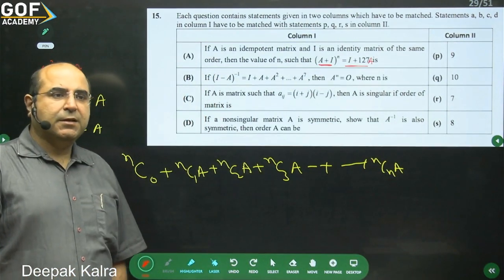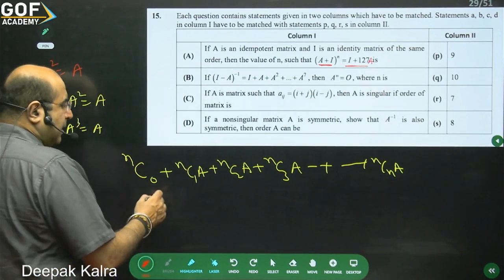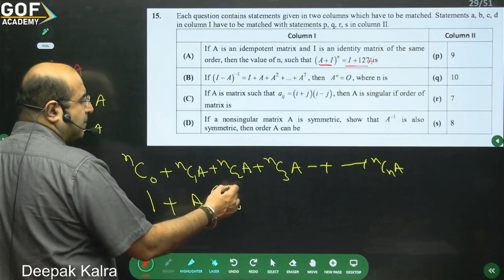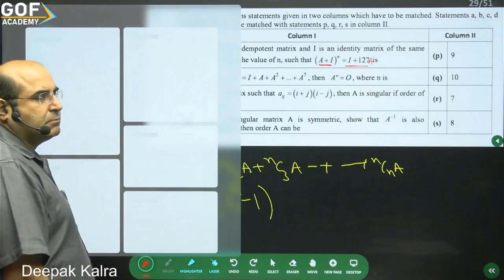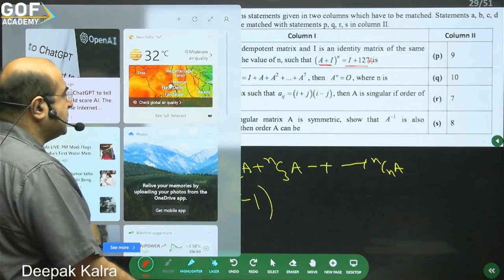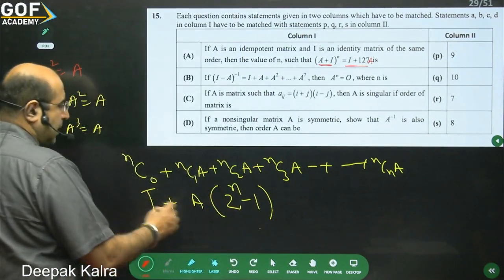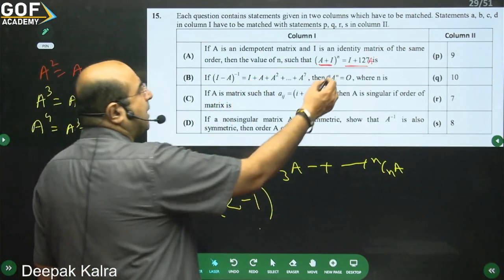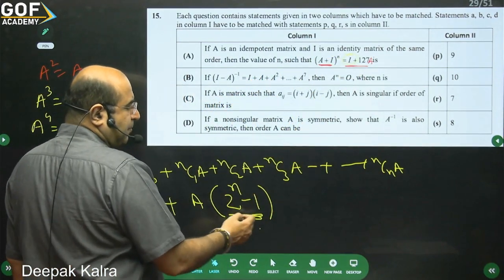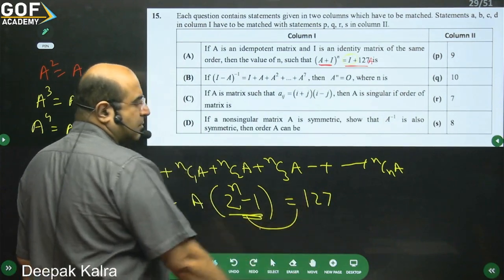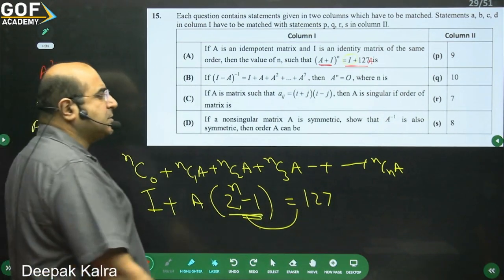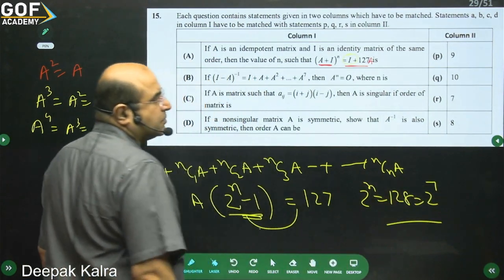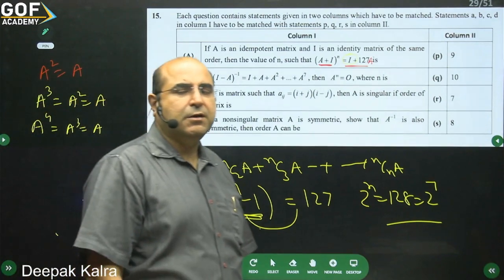Am I clear? Take NC0 as 1 and then A common. This becomes 2 raised to the power n minus 1. This 1 is nothing but I, because I is written. I mapped with I. This should be mapped with 127. So 2 power n is 128. So the answer is 7. You understood?